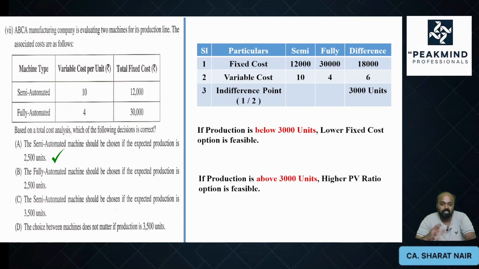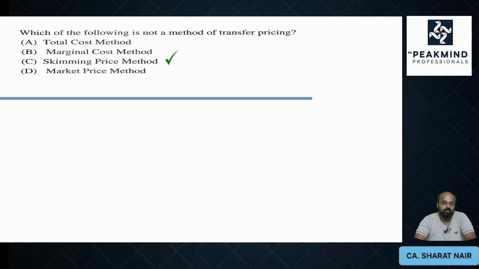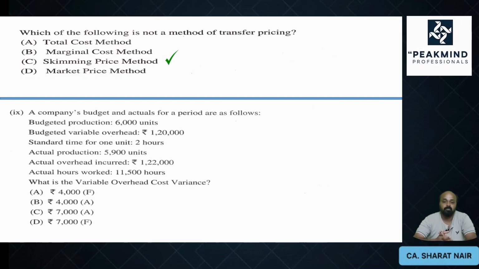Okay, last one, the choice between the machines doesn't matter if the production is 3,500. So they are all talking about the indifference point. My indifference point is 3,000. So B, C, D, all three options are wrong. The only option which is right is option D. Moving to the next MCQ. Which of the following is not a method of transfer pricing? Simple skimming price method.